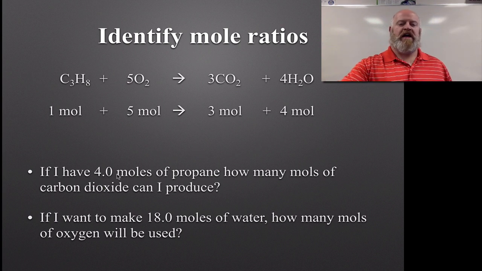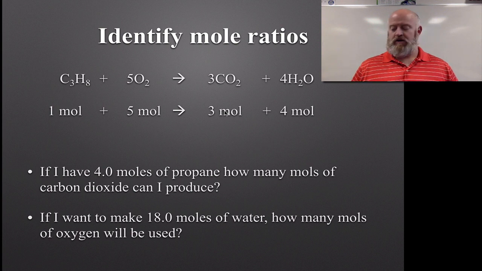Okay, so if I have 4 moles of propane, how many moles of carbon dioxide can I make? If I have 4 moles of this, how many moles of carbon dioxide do I make from that? Now you might be able to answer that off the top of your head. You say, well, it's a 1 to 3 ratio. If this becomes a 4, that's 3 times that, it's 12. So we get 12.